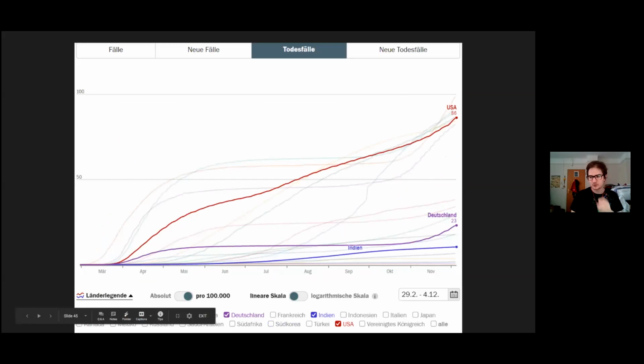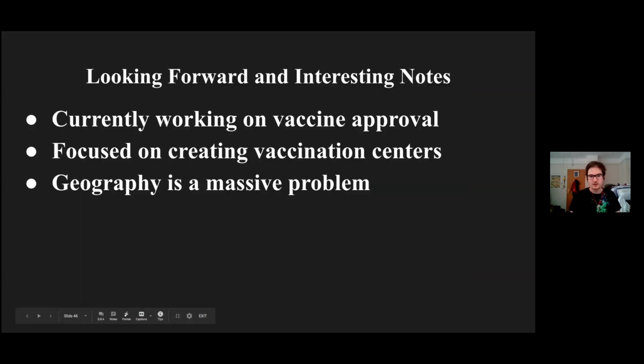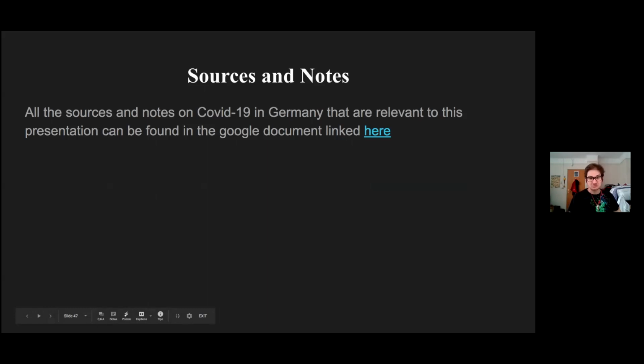But obviously, if you look at the total death count in Germany and the United States, it's way smaller for Germany than it is in the US. And next slide. So going forward, they're working on getting their vaccine approved. They're probably going to use the Pfizer vaccine. They're focused on creating vaccination centers. And again, geography is a big problem because Germany is so central in Europe and it has so much contact with everybody. And there's just a little bit of info in a Google Doc if anybody wants to read more.